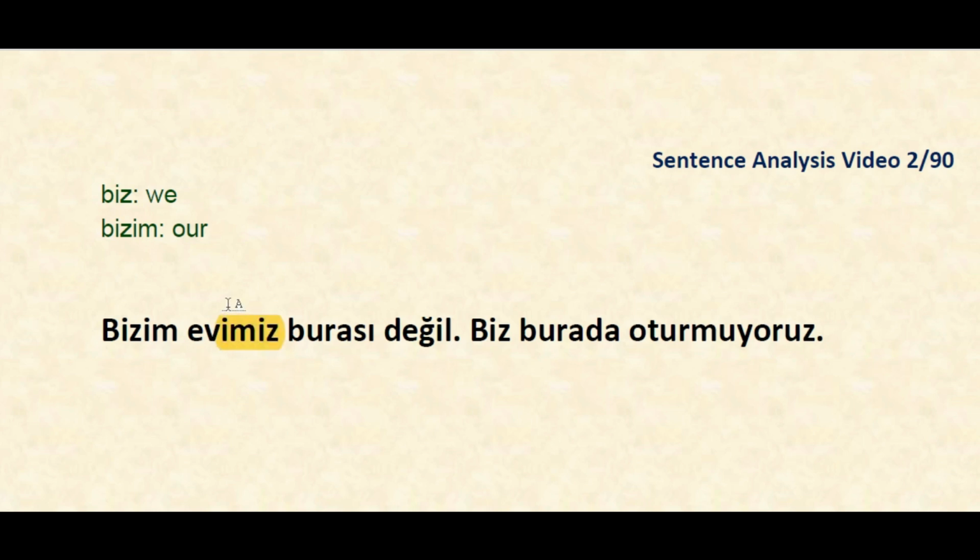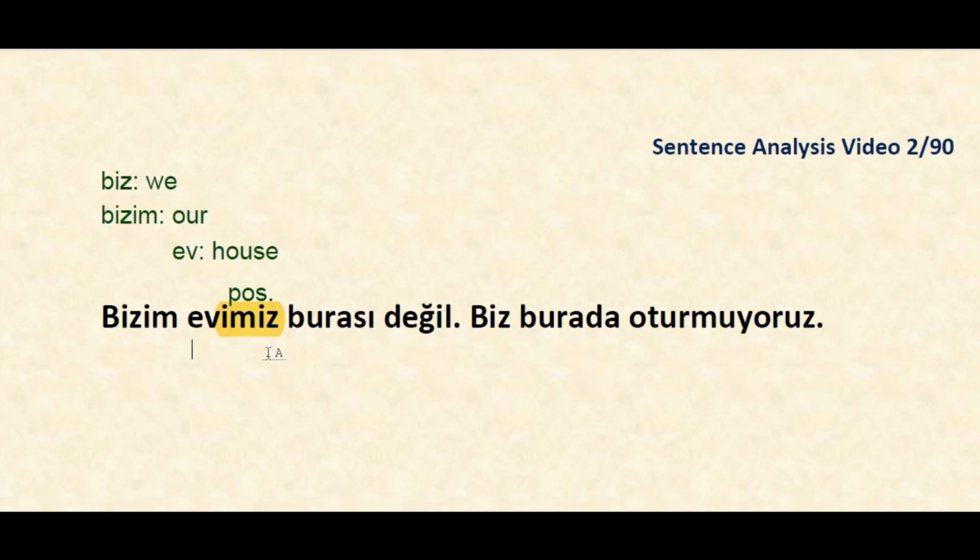So here when you say "bizim," you need to automatically put this "imiz" after "ev." So that's the possessive suffix. Here we see the possessive suffix. So "bizim ev imiz." So "ev" is our original word here, and "ev" means house, home. I'm sure most of you know its meaning. That's one of the basic words. And we see "burası" after that.